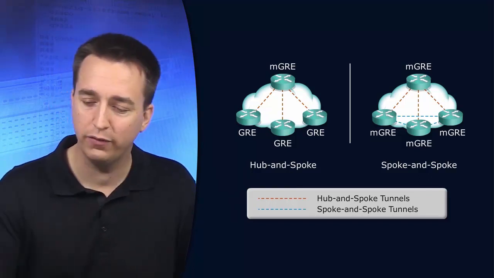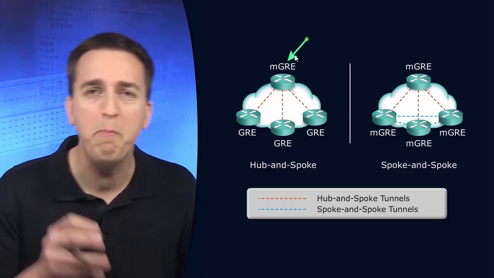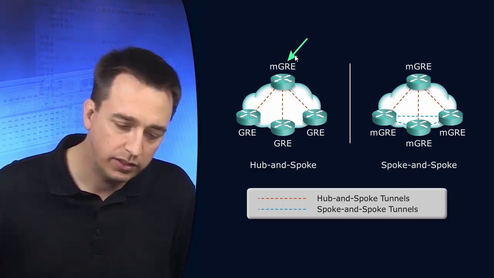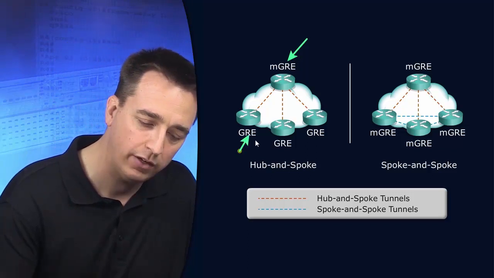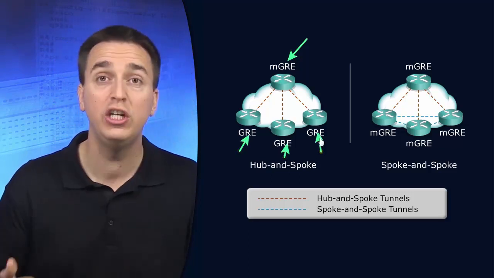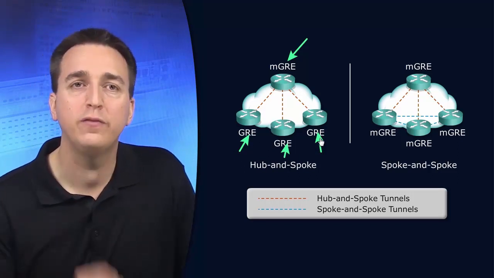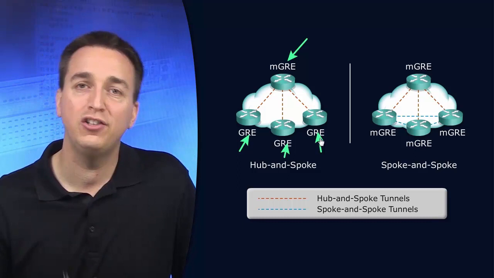Look how it's configured, folks. Focus on that. Look, a multi-point GRE interface. And in the spokes are GRE interfaces. So point-to-point GRE it's referring to. Meaning that out of that interface on the spoke, there's only one destination. That's the hub on the other side.